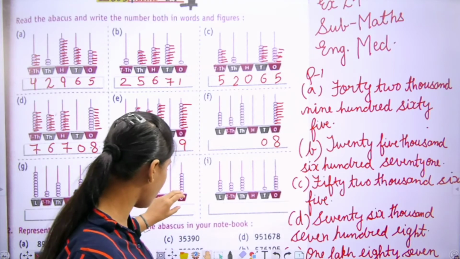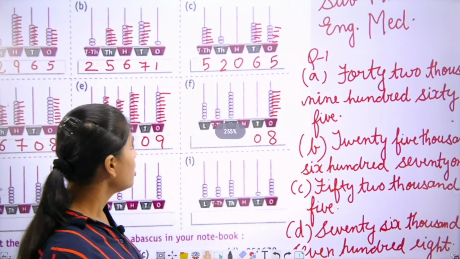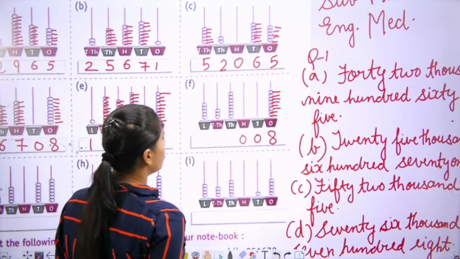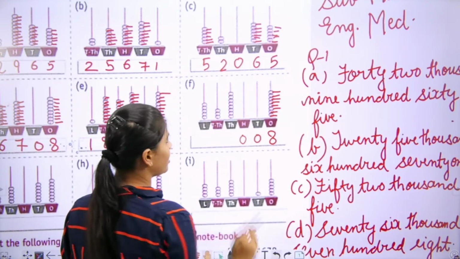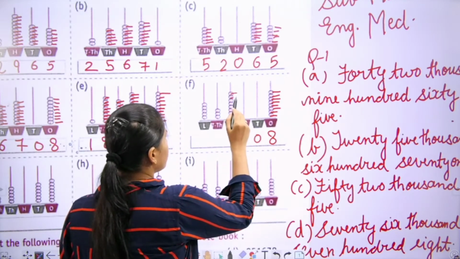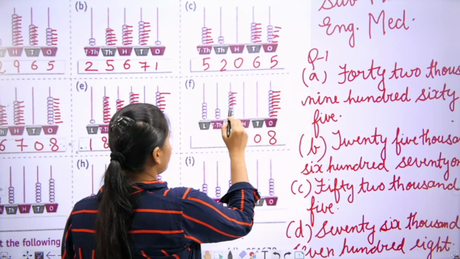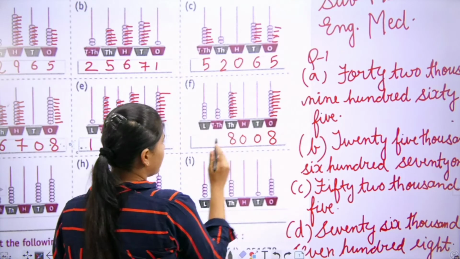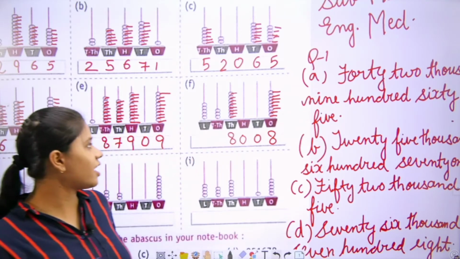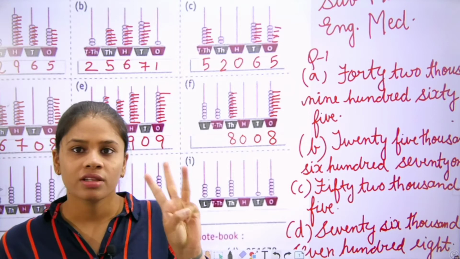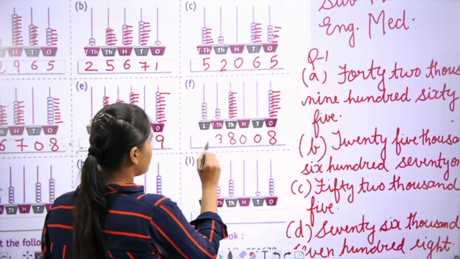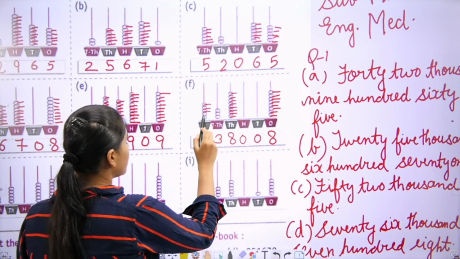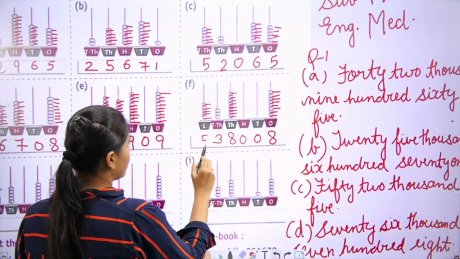I hope you all are visible. In 100 side, again, no bits. We will write here 0. Next, in 1000 side, how many bits are there? 1, 2, 3, 4, 5, 6, 7, 8. We will write here 8. Next, in 10,000 side, there are only 3 bits. We will write here 3. Next, in lakh side, 1, 2, 3, 4, 5. We will write here 5.